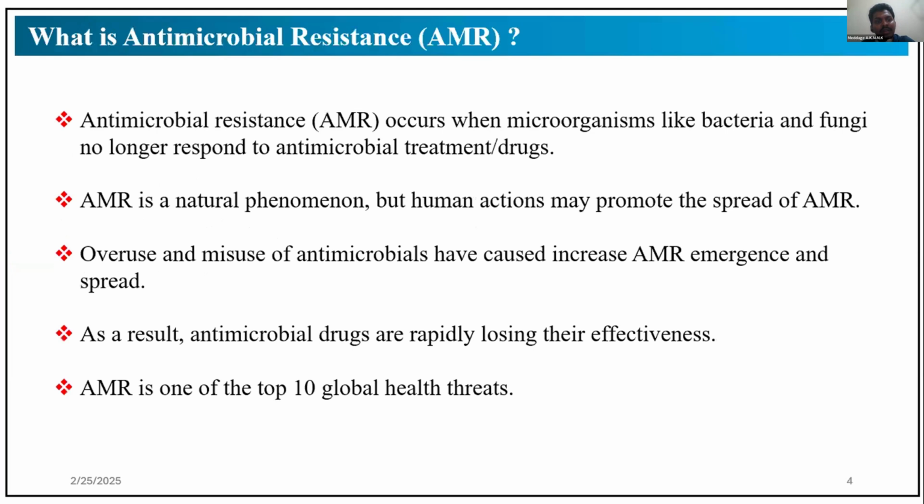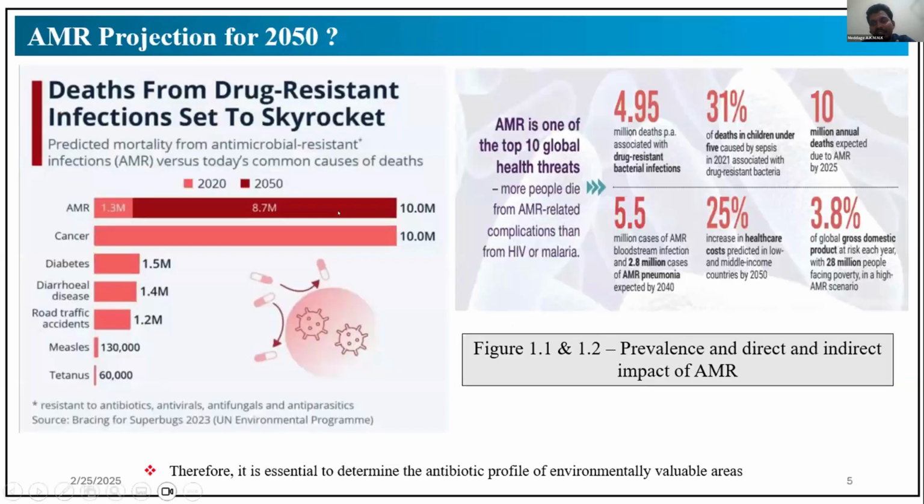So what is antimicrobial resistance? Antimicrobial resistance occurs when microorganisms like bacteria, fungi, and others no longer respond to antimicrobial drugs. As a result, antimicrobial drugs are rapidly losing their effectiveness. According to statistics, AMR is one of the top 10 global health threats. Looking at the AMR projection for 2050, if the current trend continues, antimicrobial resistance could kill 10 million people per year, a value surpassing that of cancer.